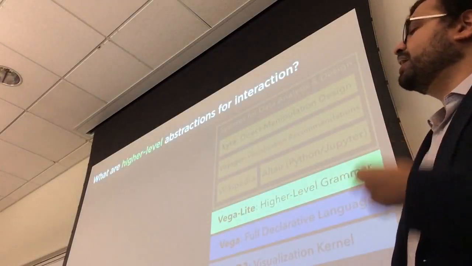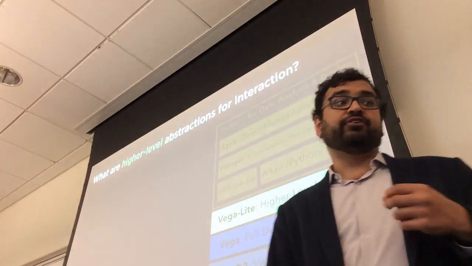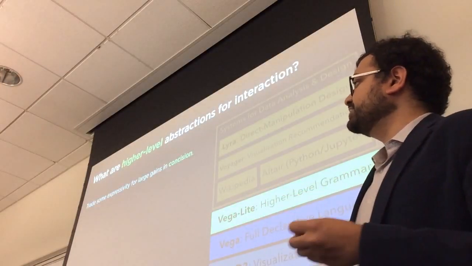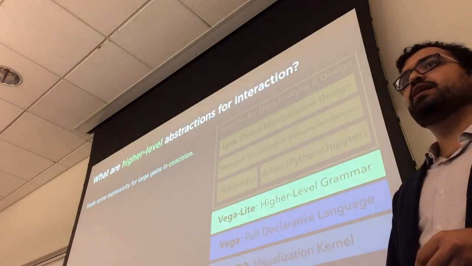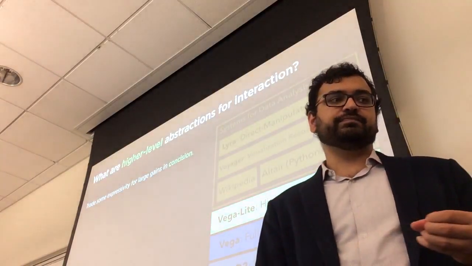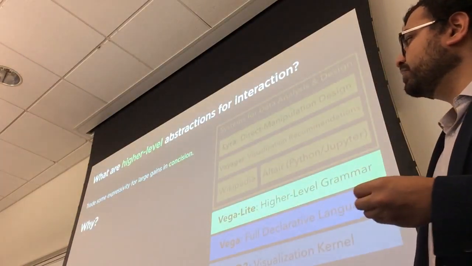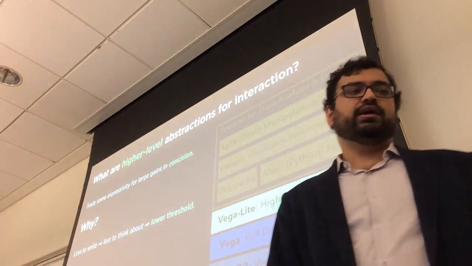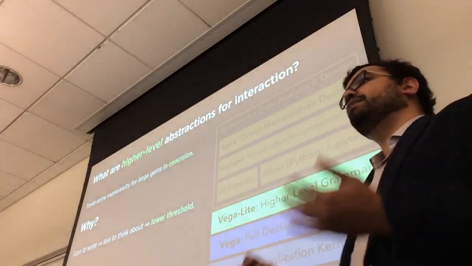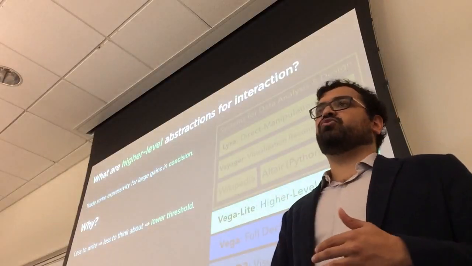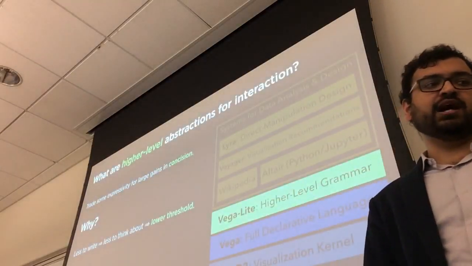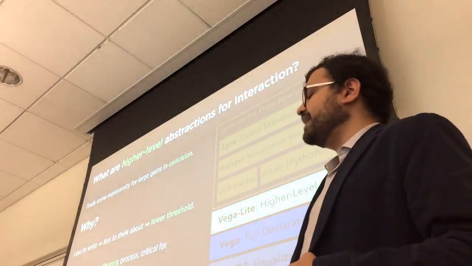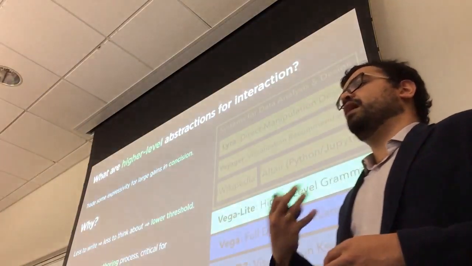answer the question: what are higher level abstractions for interaction? In particular, the way we've chosen to answer that question is by trading some of that expressivity for gains in concision. So why is concision important? Well, if there's less to write, then users have less to think about. And if they've got less to think about, then there's a commensurately lower threshold that they need to cross to begin to write these Vega-Lite specifications. And in particular, by having a concise language, we can enable a much more rapid authoring process.